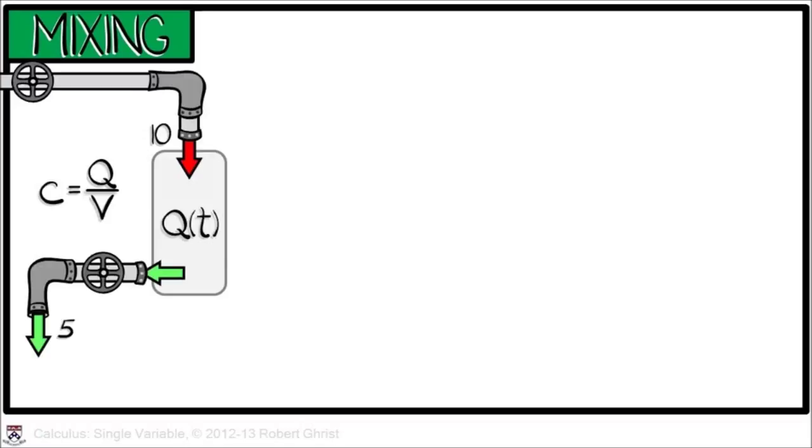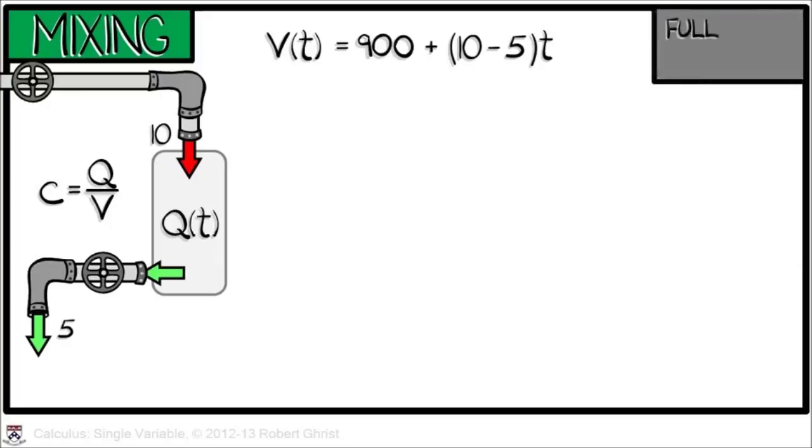By considering flow rates coming in and out, it's easy to see that the volume is the initial volume, 900, plus 5t, meaning that the tank will be full at precisely t equals 20.